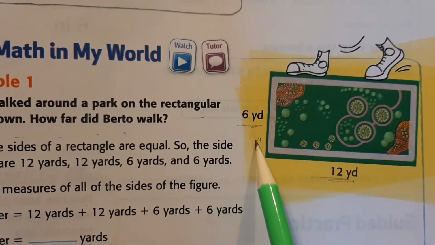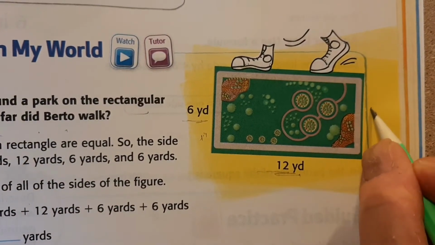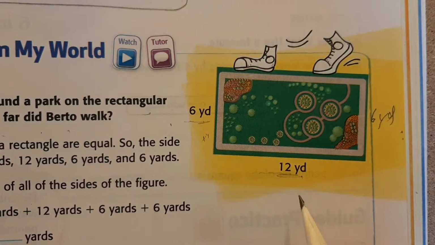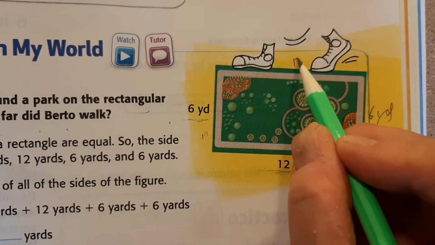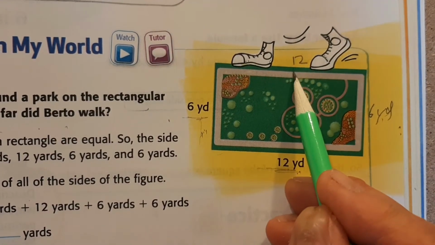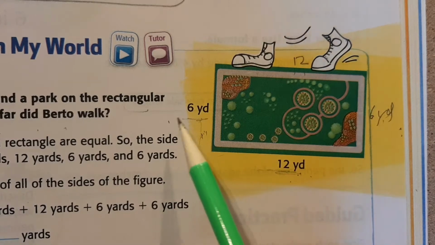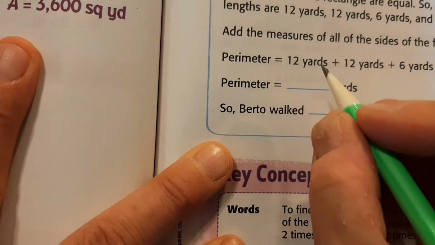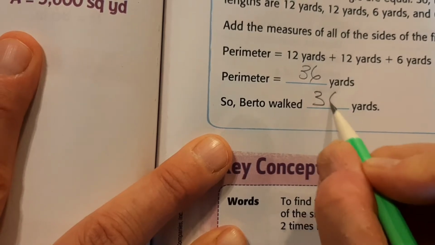So if it's 6 yards on this side, how long is it over here? Well, you should know that. It is 6 yards. The opposite sides are the same for a rectangle. Therefore, if it's 12 yards on this side, how far is it on this side? 12 yards. So basically you walk 6 yards plus 12 yards plus 6 yards plus 12 yards. So you can add all that up and you would get 12 plus 12 is 24, plus 6 is 30, plus 6 is 36. And as you can see, you would write 36 here. So Berto walked 36 yards.